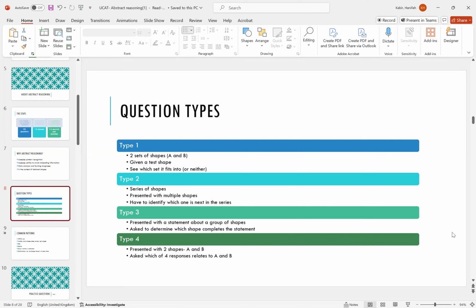And type four is very similar to type one, except instead of having five questions that you decide A, B, or neither, you get four options and you're told which is from A, which is from B. Okay. So the majority of your questions will be in type one. Type one and type four, you have about 1 minute to complete the set, whereas for type two and three, you have about 15 seconds.